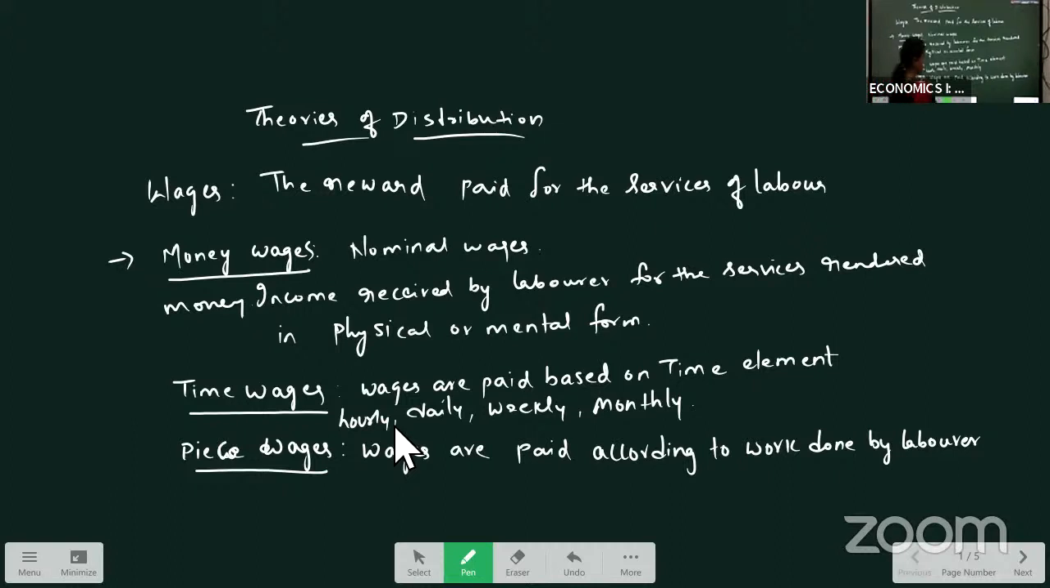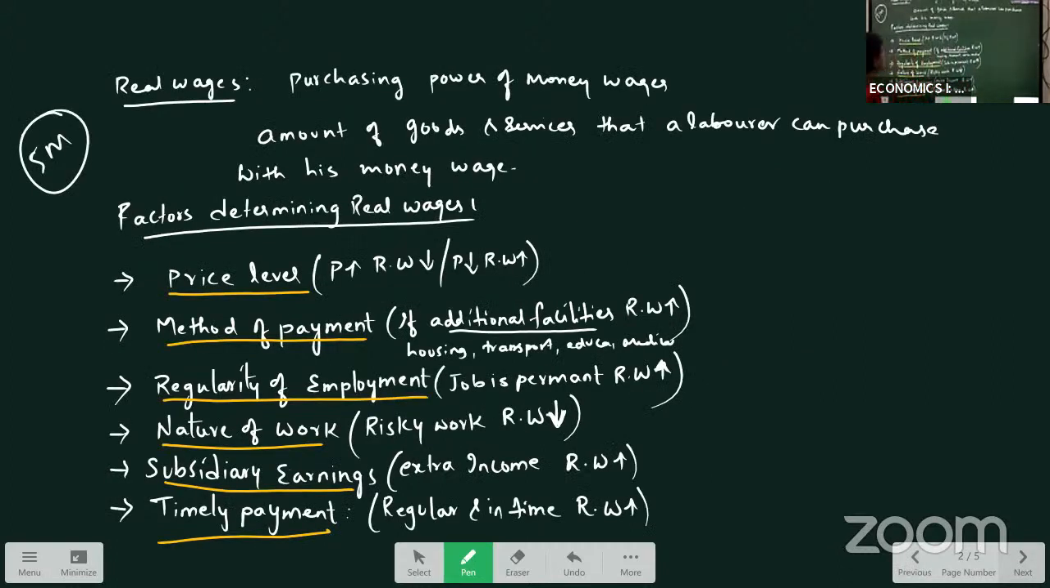That is the concept of wages. Next, you have real wages. Real wages are the purchasing power of money wages. When the laborer is earning income, with his money wage, how much amount of goods and services he can purchase, that concept is called real wages. So what are the factors determining real wages? Price level, method of payment, regularity of employment, nature of work, subsidiary earnings, timely payment. This is a compulsory 5 marks question. Okay, so for 5 marks, you write down 6 points. This is more than enough.